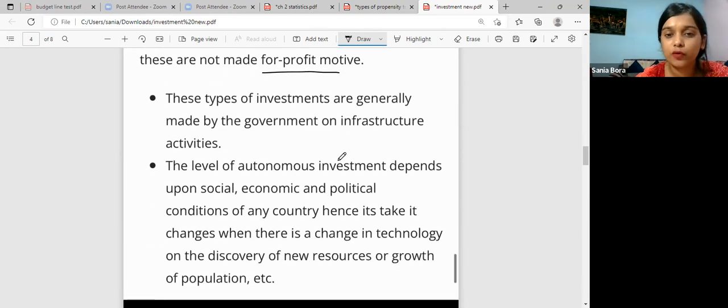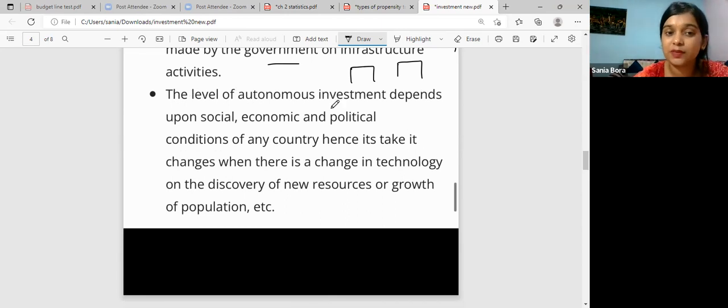Okay. Now, a few more things. This type of investment is generally made by the government on infrastructure activities. So basically, who is doing this? Private sector or the government sector? Especially government. When we did the central bank and the commercial bank, we saw that the central bank is under the government sector, right? The main motive of the central bank was not to earn profit, but for commercial banks, the main motive was to earn profit. Similarly, autonomous investment is done not for profit maximization. So these are generally done by government on infrastructure activities like government constructed hospitals, malls, schools and all that.